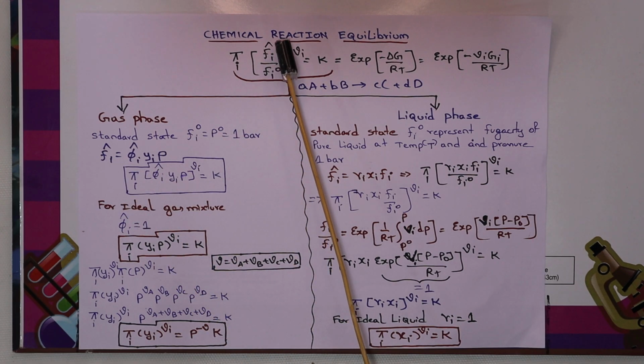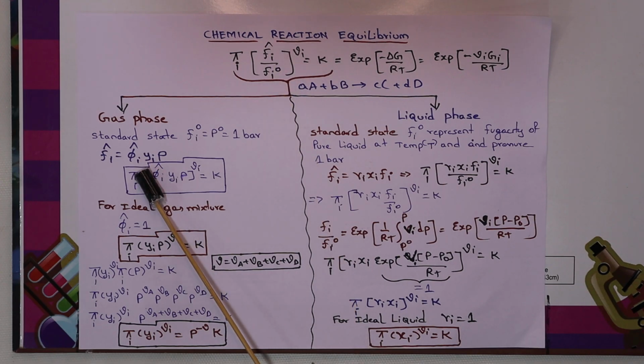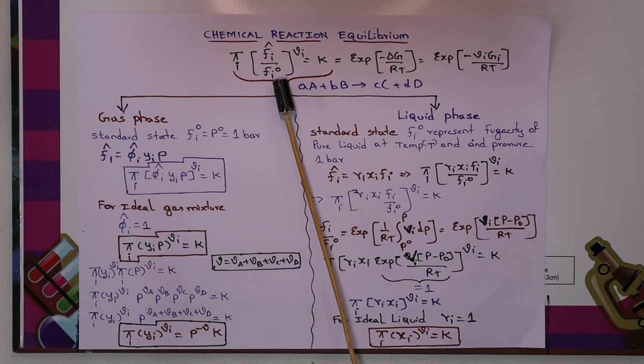That means the ith component fugacity in the gas phase is nothing but phi_i cap times y_i times P. Phi_i cap is nothing but the fugacity coefficient of i in the gas mixture, y_i is the mole fraction of component i in the mixture, and P is the total pressure. When you come to gases, f_i0 means the pure gas fugacity of i. That means always you have to get this particular term.